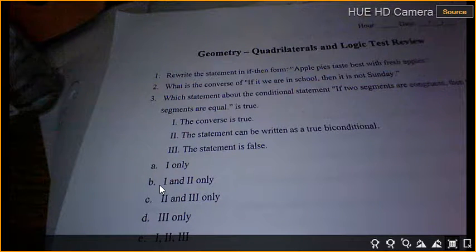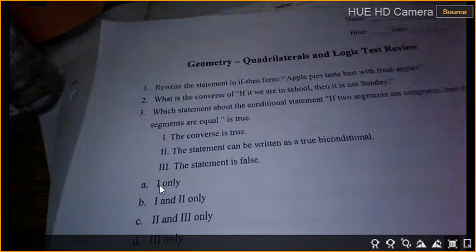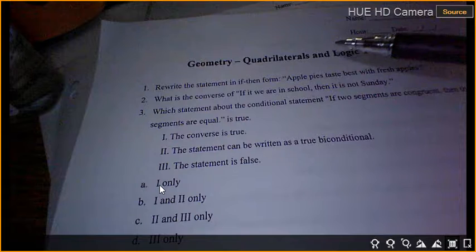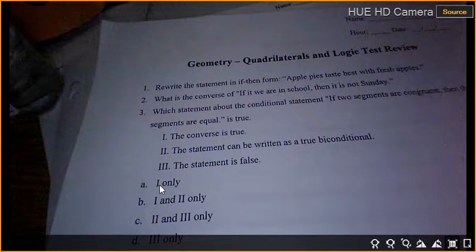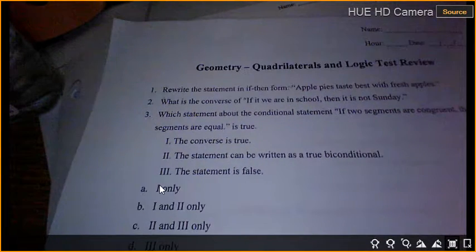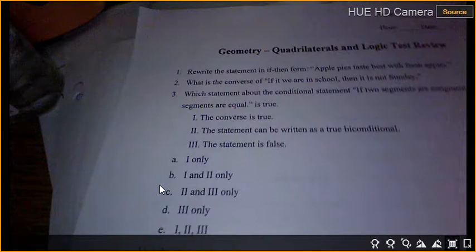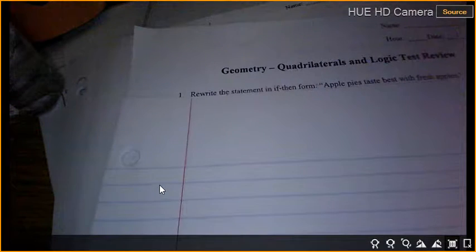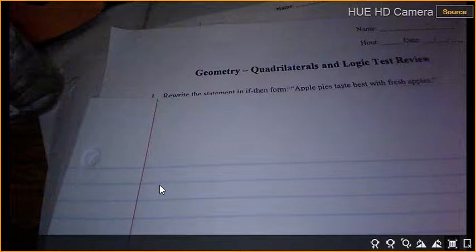Okay, we are looking at rewriting the statement in an if-then form. Apple pie tastes best when fresh. Okay? So we're going to rewrite this.